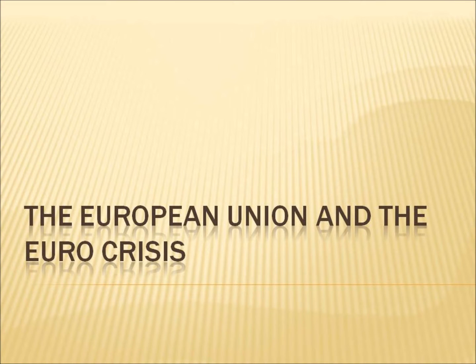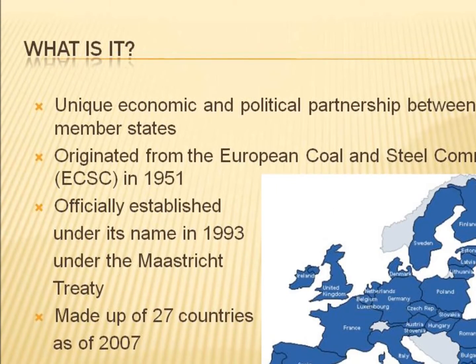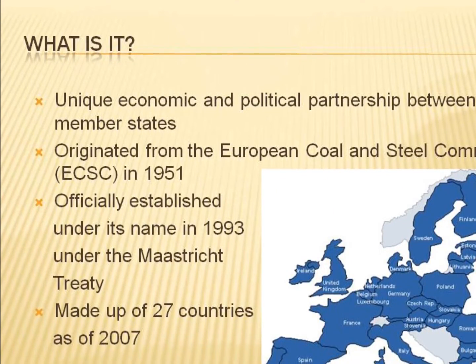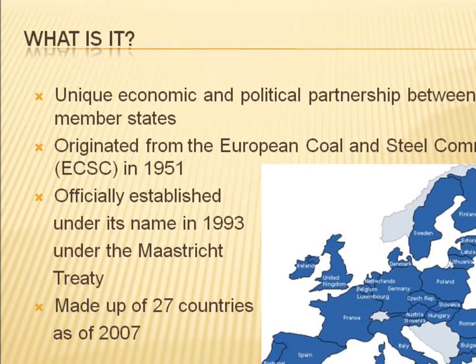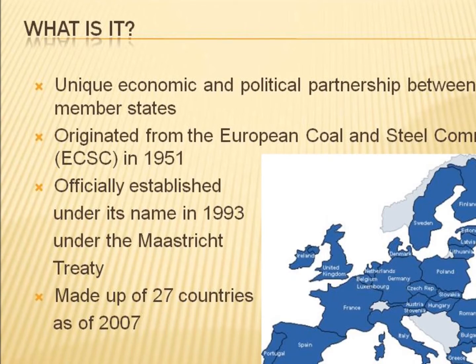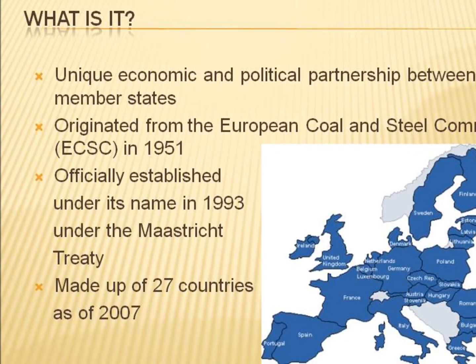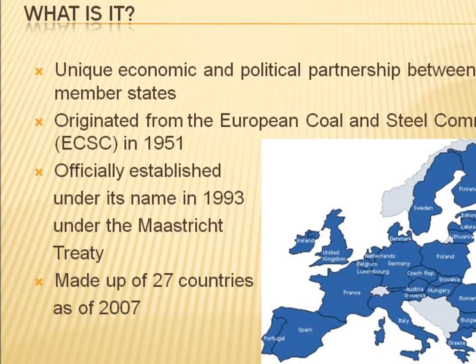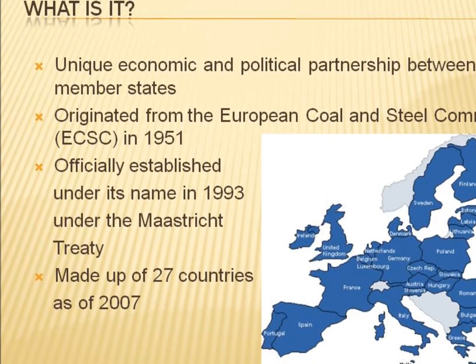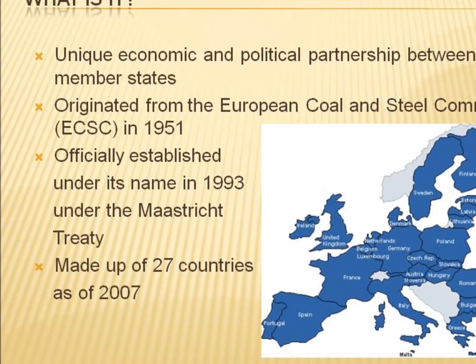The European Union and the Euro crisis. What is it? The European Union is a unique economic and political partnership between its member states. It originated from the European Coal and Steel Community in 1951. It was officially established under its name in 1993 under the Maastricht Treaty, and it is made up of 27 countries.